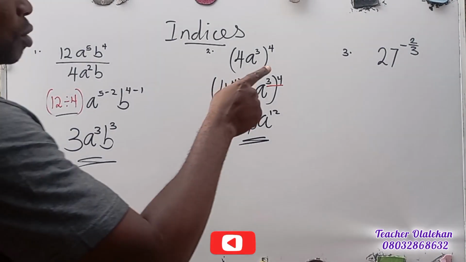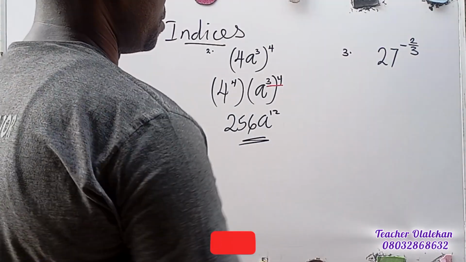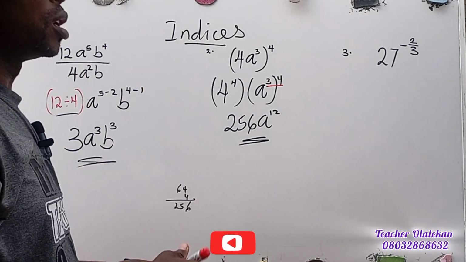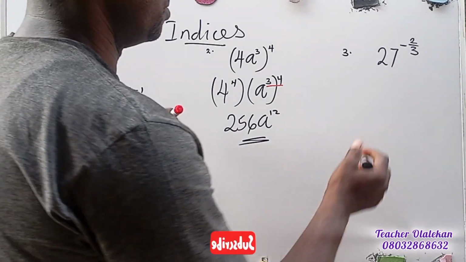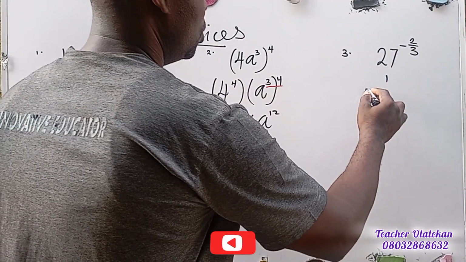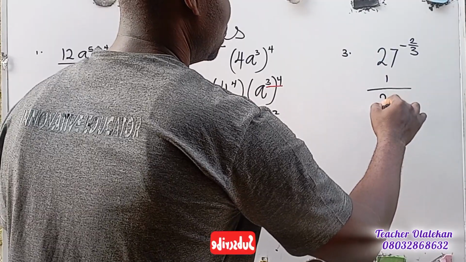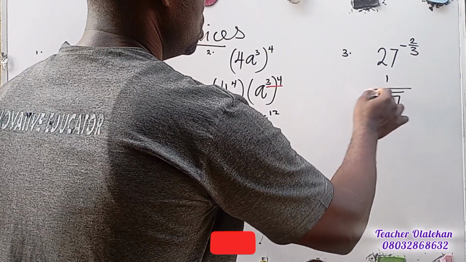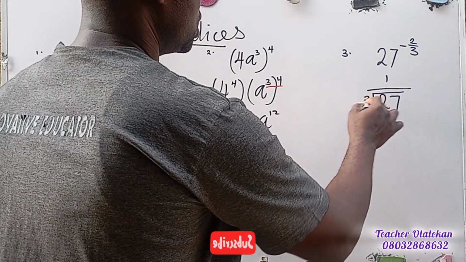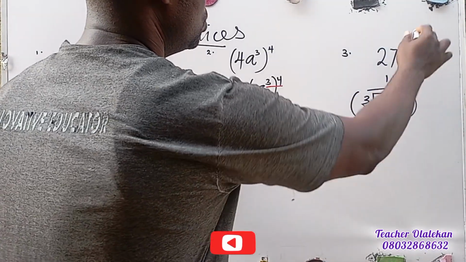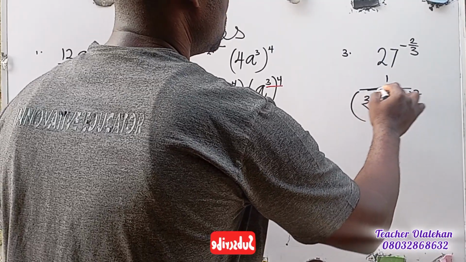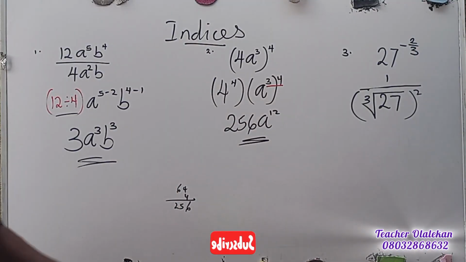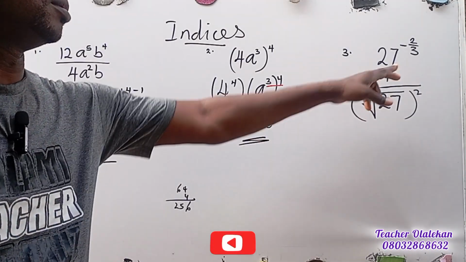So for the next one, you will see that there is a negative power there, and also we have the fractional power. So a negative power and a fractional power. So that automatically becomes 1 over 27. Okay, so this becomes the root, cube root, and this 2 becomes the exponent. So this is what we have. So that will be 1 on the cube root of 27 square.